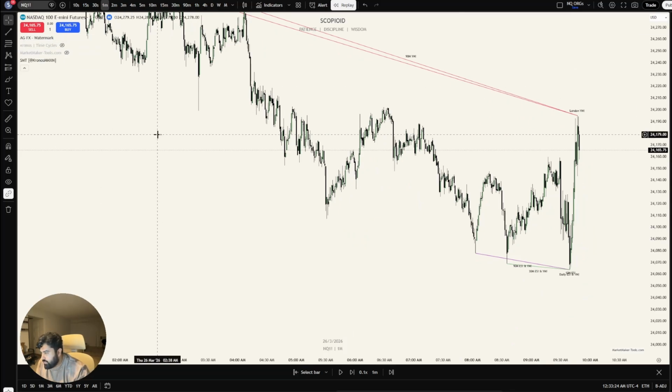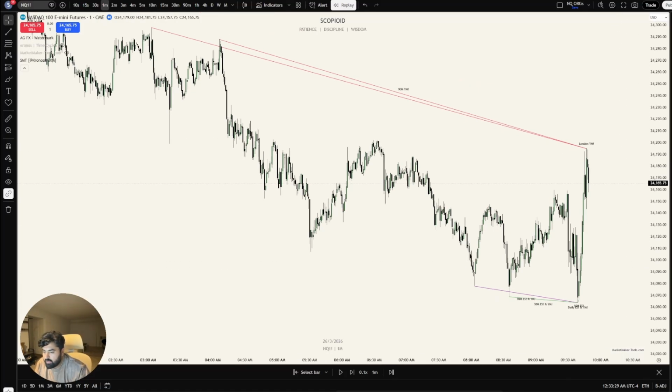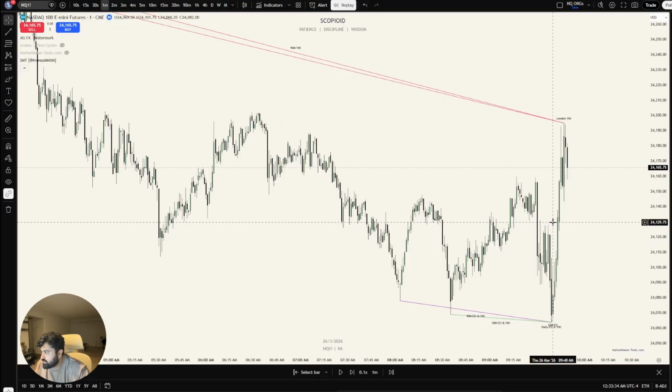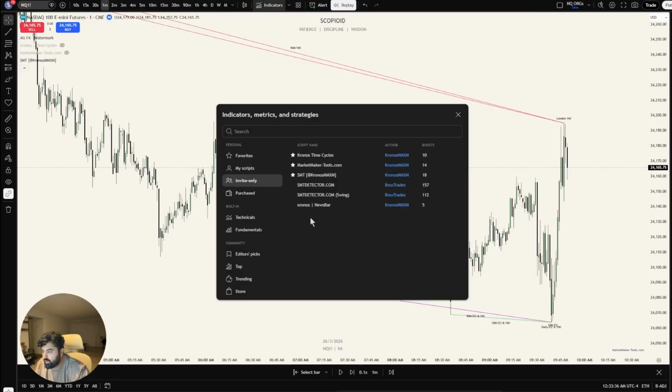This is a subscription based indicator. I pay $20 for this per month, and I recommend it. I like it. There are free versions of it as well. I have some over here. This SMT indicator by Bronx, it's free. You can use that. It's basically the same thing. I just pay Kronos because this guy gave me a discount. I still pay $20 even though now it's $50. I get this market maker tool, the time cycle and SMT, all 3 in 1 for $20.